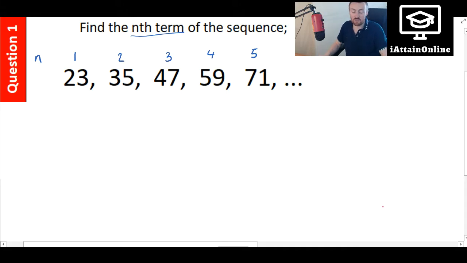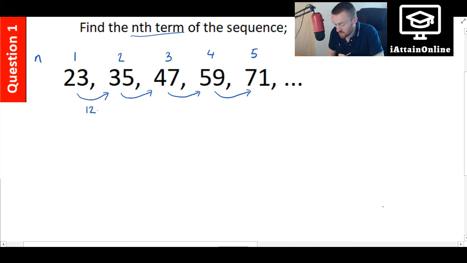Now for these questions, the first thing you are going to need to do is to find the difference from one term to the next. So how do I get from 23 to 35, from 35 to 47? I want you to include the sign that goes with it as well. So don't just write 12, I want you to write plus 12. And it's the same for each of these. Each time we are adding 12 to get to the next term in the sequence.